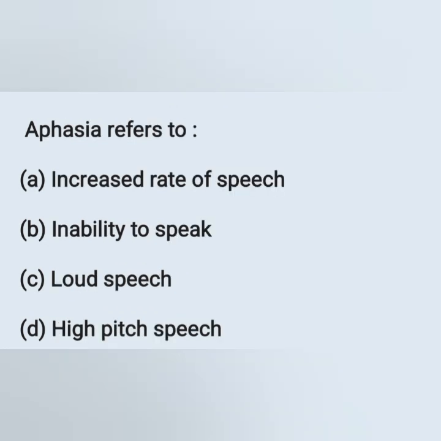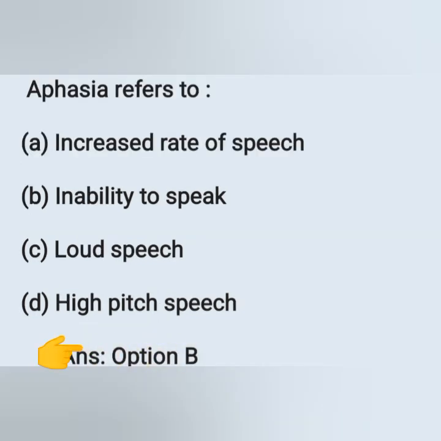On to the next question, aphasia refers to: option A increased rate of speech, option B inability to speak, option C loud speech, option D high pitched speech. Aphasia means inability to speak or inability to understand spoken words. So here the correct answer is option B.